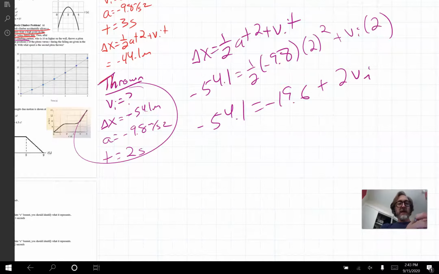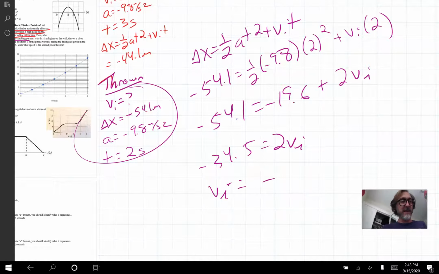Using my calculator, 54.1 minus 19.6. Over here, we're going to get negative 34.5 equals 2 VI, which means that VI is negative 34.5 divided by 2, which is negative 17.25 meters per second.